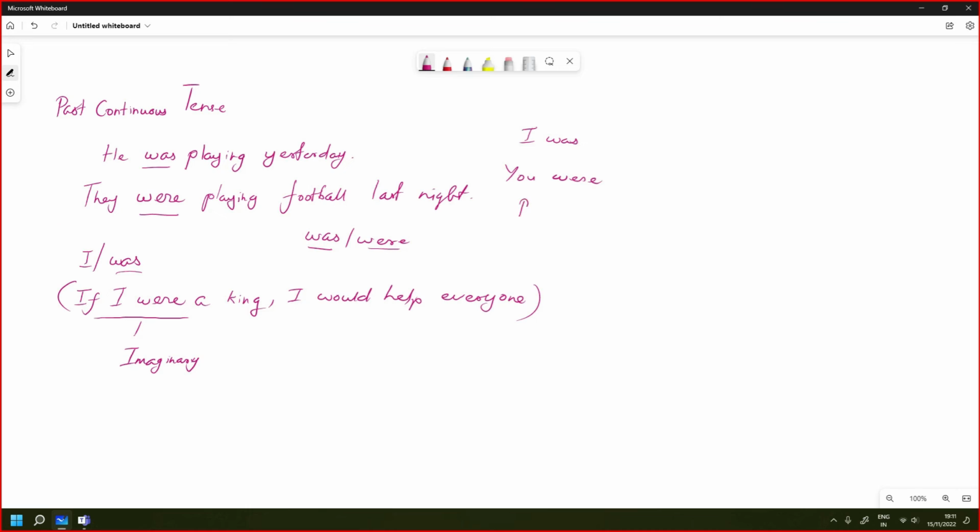Then similarly, if you use names, like Ramesh, it means Ramesh was. You cannot put Ramesh were. You should say Ramesh was. It's an example, okay? Like that, if you use he or she or it, it will always be was. But if you use we, you will use we were, they were. Again, you were.